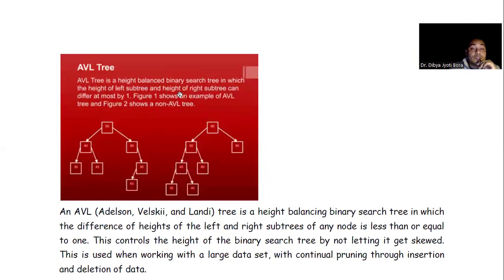An AVL tree is a height-balanced binary search tree in which the height of the left subtree and the height of the right subtree differ at most by 1, not more than that. Like this, figure 1 shows an example of an AVL tree, figure 2 is not an AVL tree. Why? This is the left subtree, right? And this is the right subtree. One differs by 1, but this differs by 2.